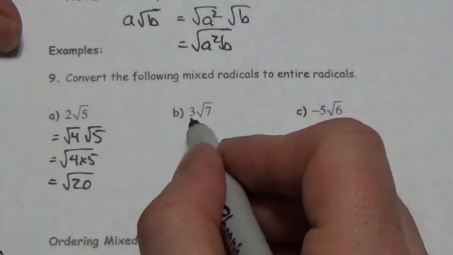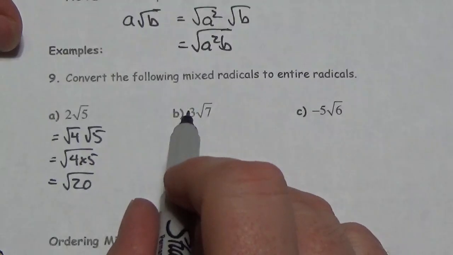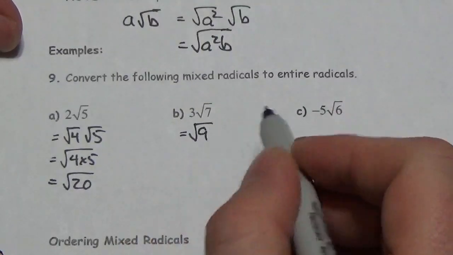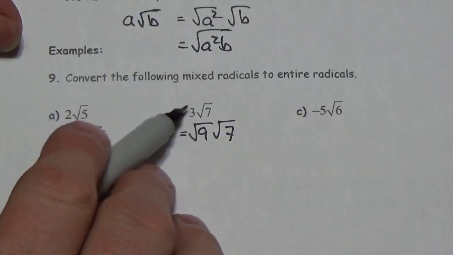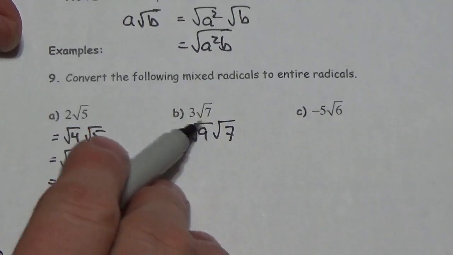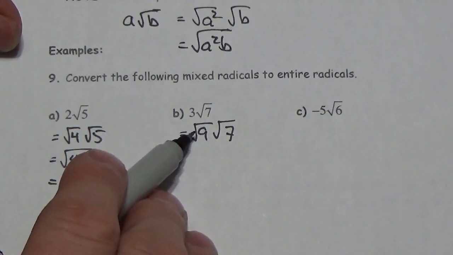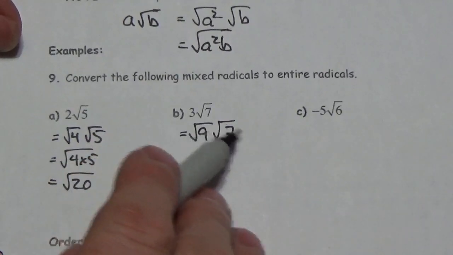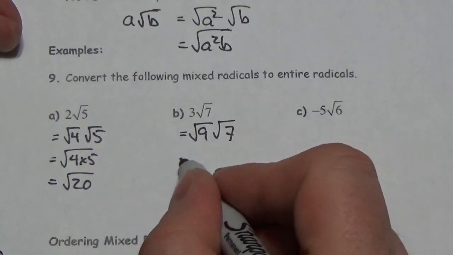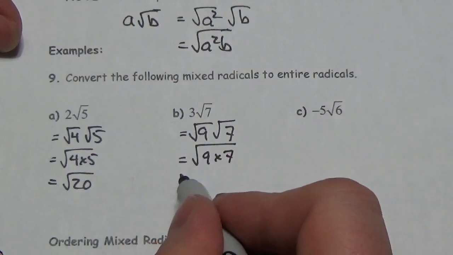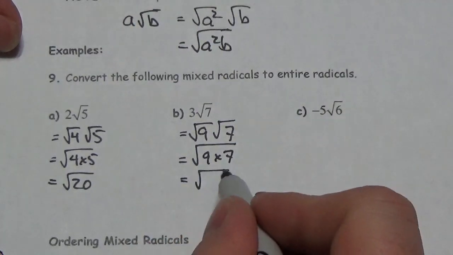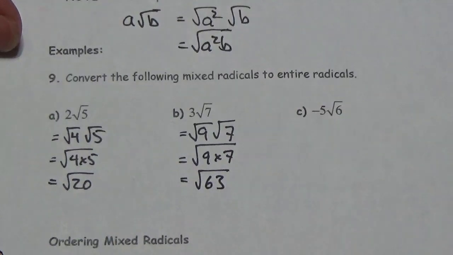Same sort of thing here with 3 root 7. 3 is the square root of 9. And again, when I write it like this, it is exactly the same as 3 root 7. Well, this is 3. It's just written in a different form. But when it's written like this, I can now multiply the two radicands together. Okay, and so this becomes the square root of 63.